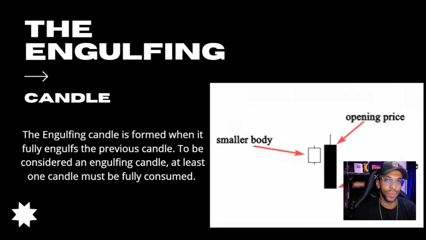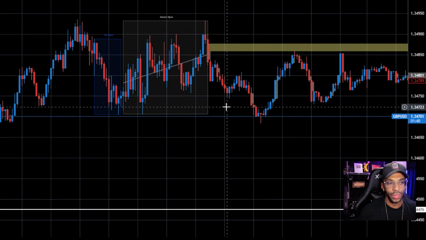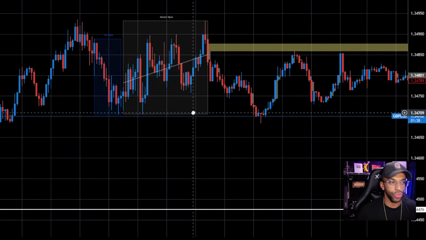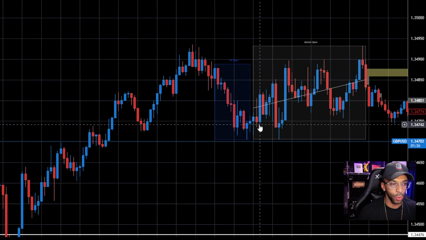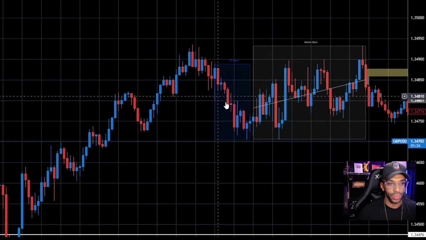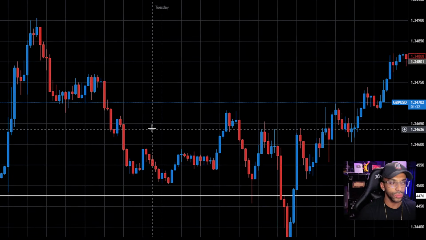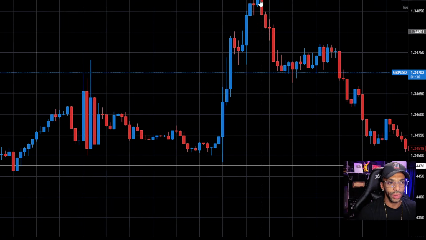And what that typically means in the market is that there's a lot of momentum, a big push in the direction of the engulfing candle. So at least one of the candles has to be fully consumed. Now, I would also say to be cautious of this, because when you're trading engulfing candles, for example, this one's completely consumed. All right, here's an engulfing here.